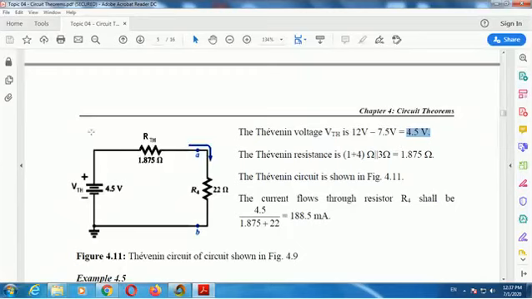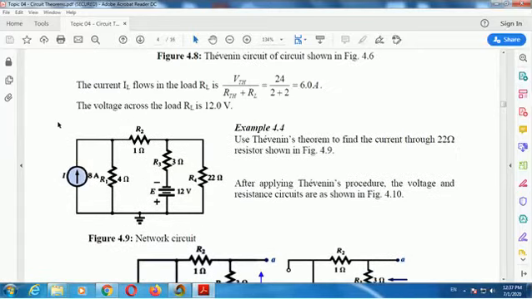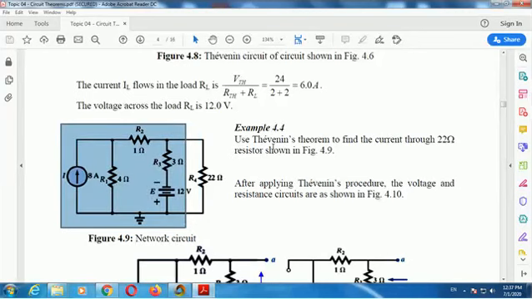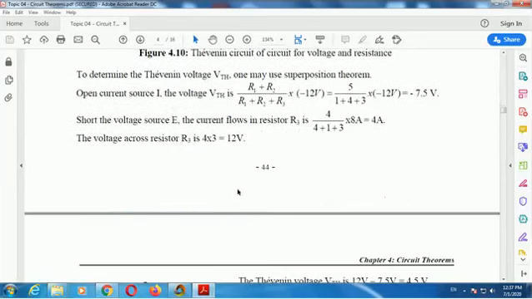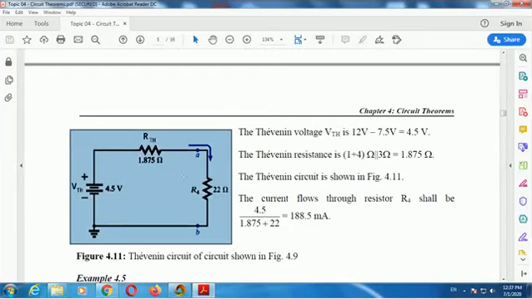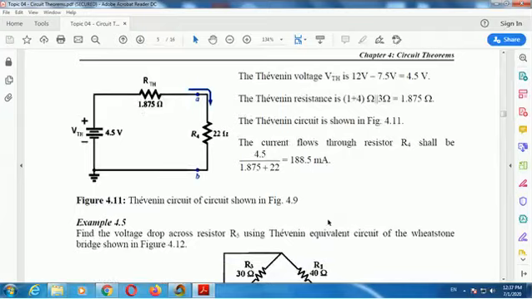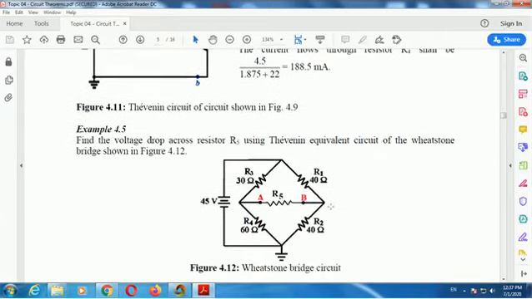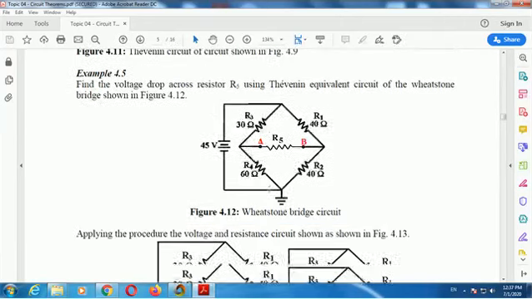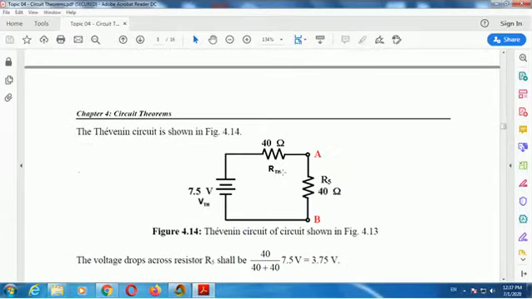So this is the Thevenin equivalent circuit for this part. We want to find the current through the 22 ohm. After simplifying this to a single voltage source and series resistance, we connect the 22 ohm back. Then the current is just total voltage 4.5 divided by total resistance 1.875 plus 22, so it's 188.5 milliampere. We will explain this example during the full lecture.